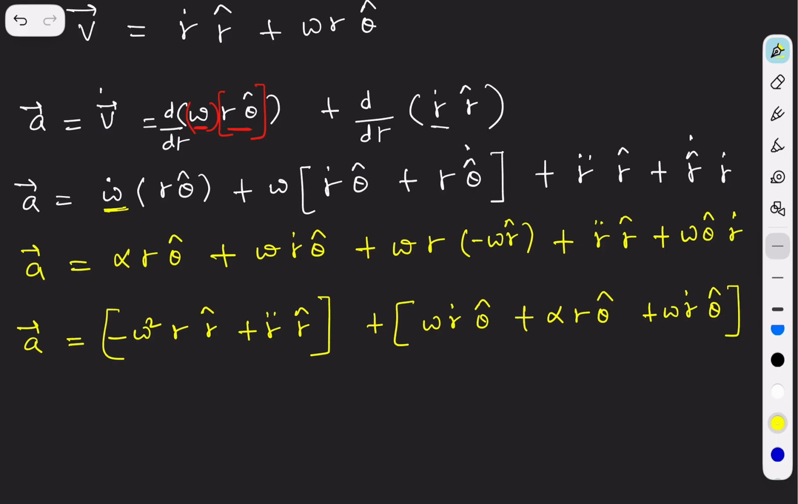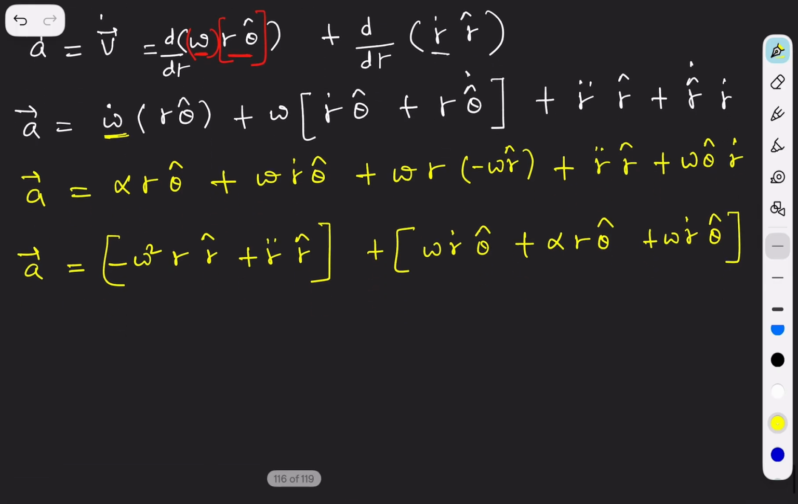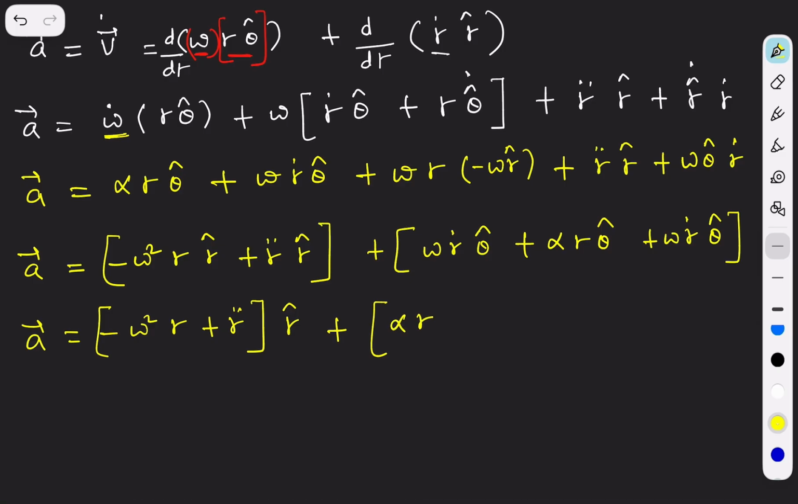So what I have written now, the a vector will be minus omega square r plus r double dot r cap, plus, here let me see once. Okay, what are the remaining things? One is alpha r, and this and this are twice, so 2 omega r dot theta cap. So this is the acceleration term that we have found.